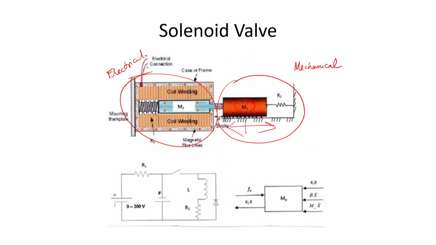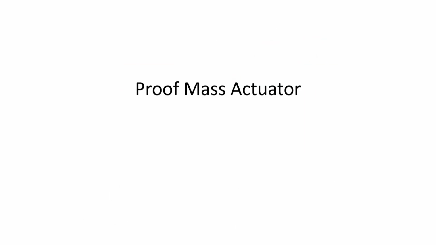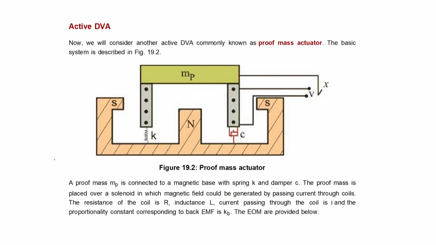Now, such a system is also used in another configuration, called a proof mass actuator. This is used particularly for vibration control. Let us say you have a system which is vibrating to and fro, and you need to control this vibration. So, you have this proof mass, these electromagnetic coils attached to a spring and a damper, and you are applying a voltage V.